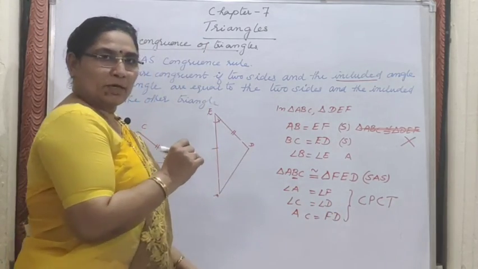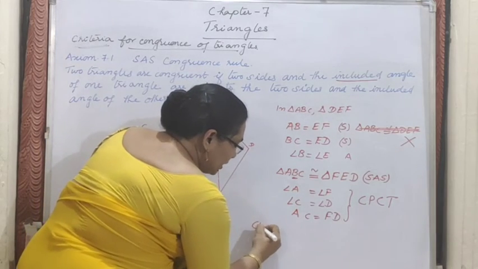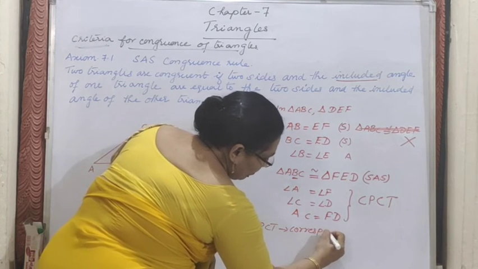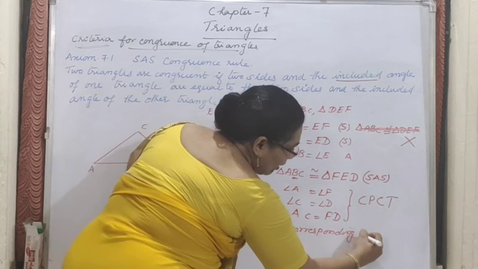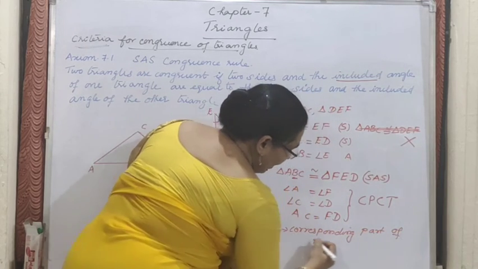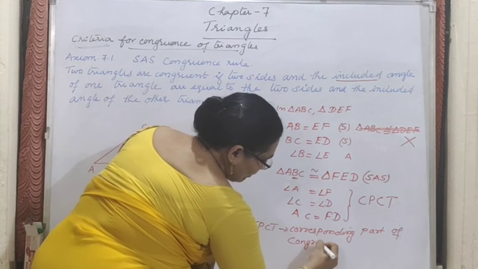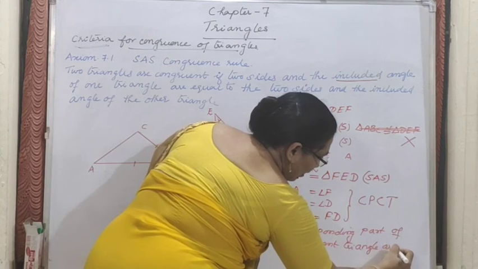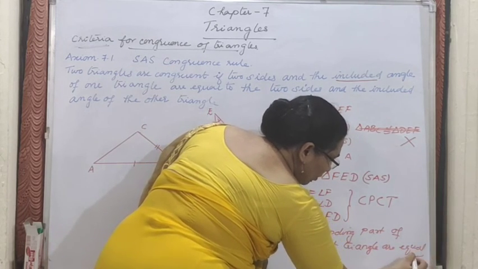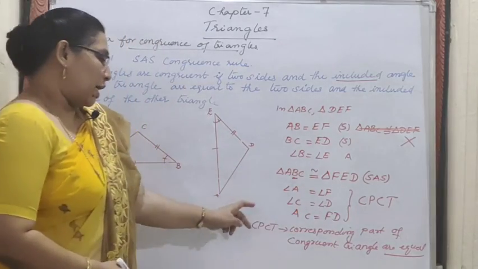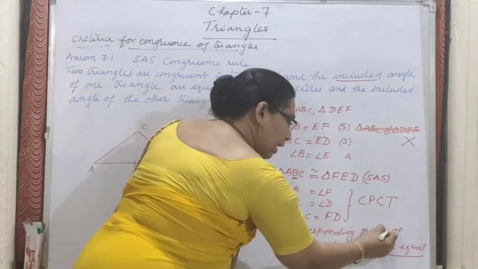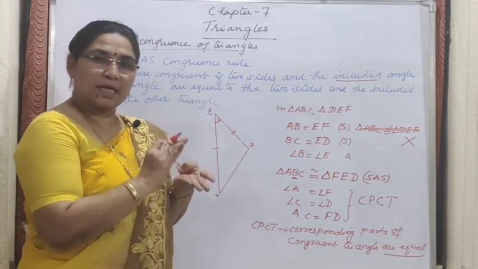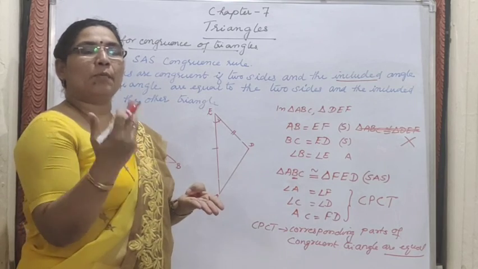That is the word I told last time, CPCT. What is the meaning of CPCT? Corresponding parts of congruent triangles are equal. We will not usually mention this word, we will only say corresponding parts of the congruent triangles. So once you have proved the congruency by checking only three steps, then the remaining parts are also equal.